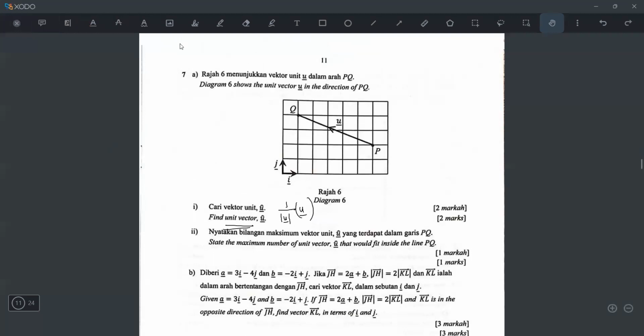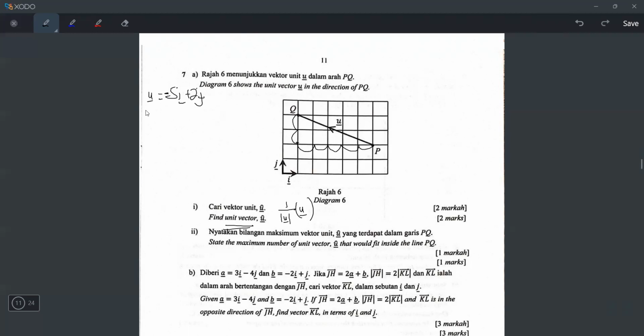So first, I need to have the vector first. Do I know the vector u? Yeah, I don't know yet, but I can find. And I need it in terms of i and j. Remember, for unit vector magnitude, you need the vector in ij first. So how many i? 1, 2, 3, 4, 5. But it's not 5, it's negative 5i because it's to the left. And then how many j? 1, 2, and it's positive. Why positive? Because it's upwards. So this is the vector u.